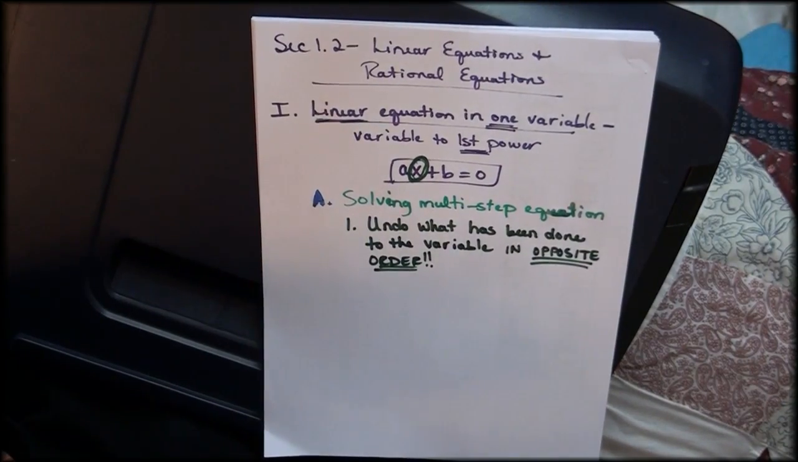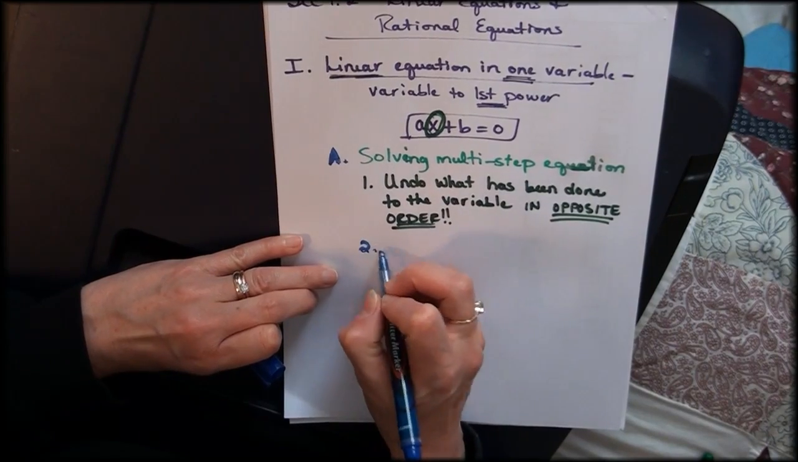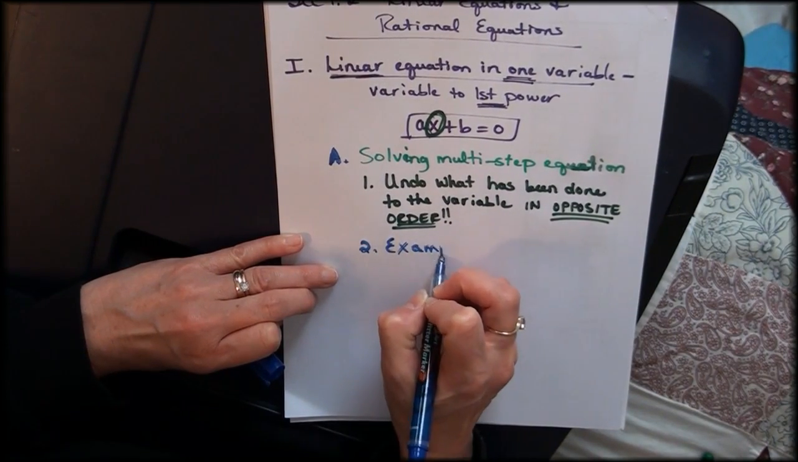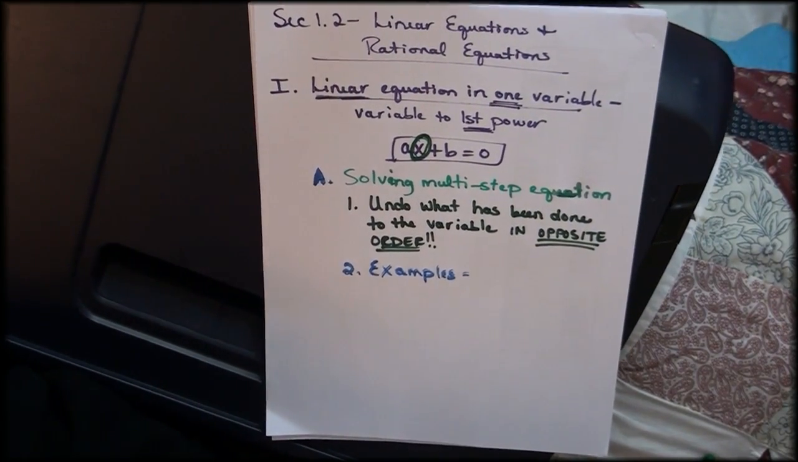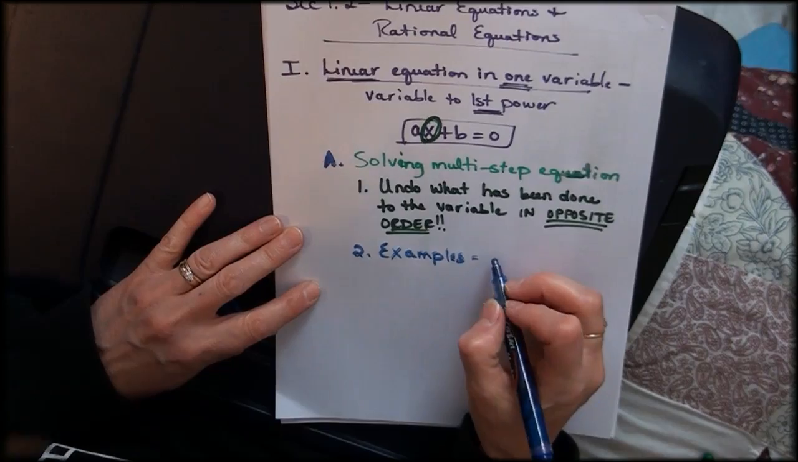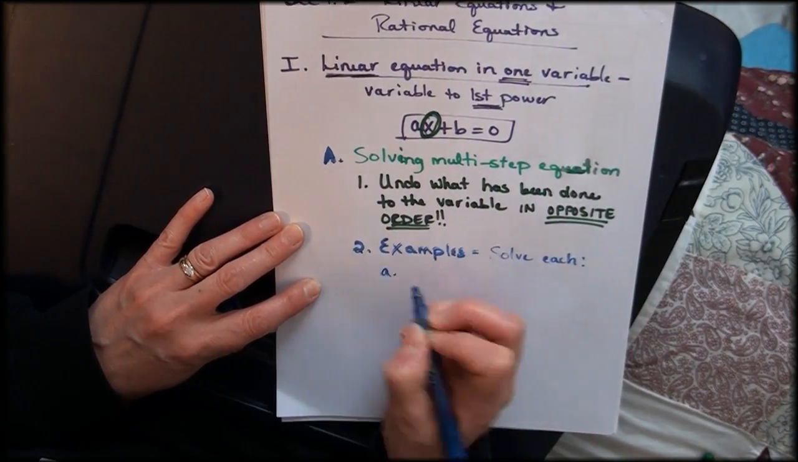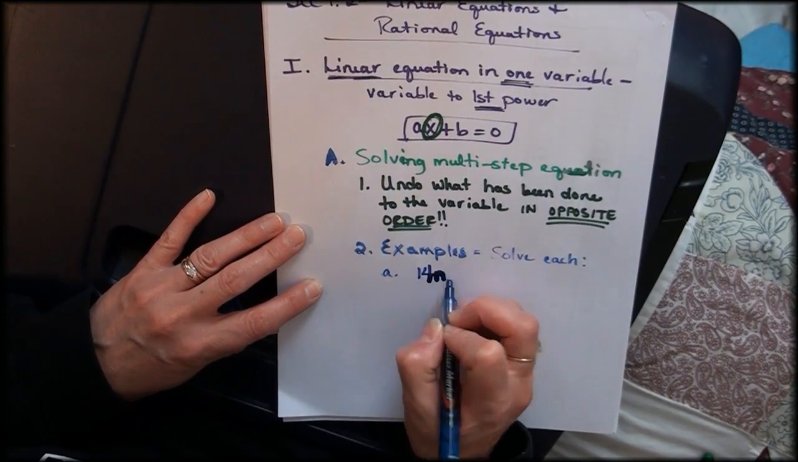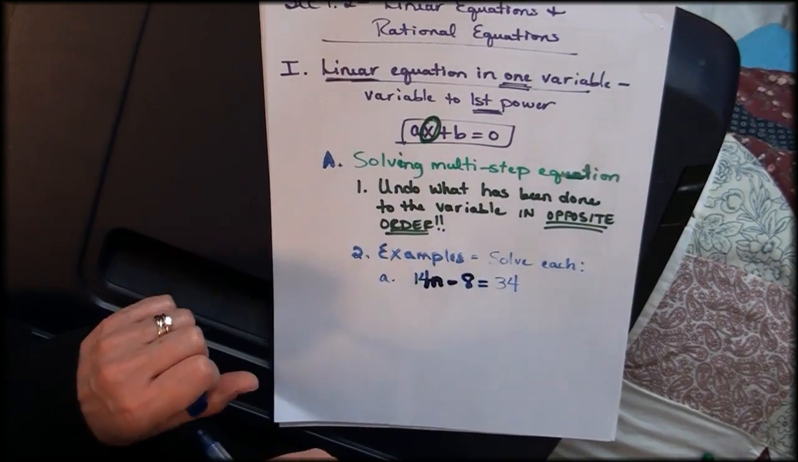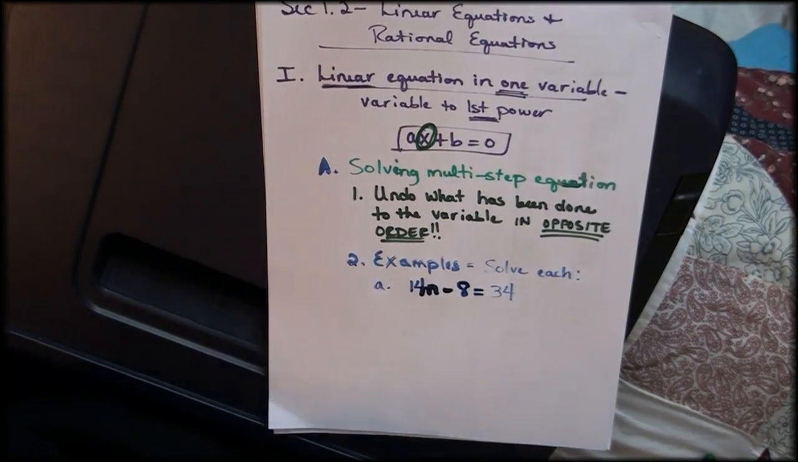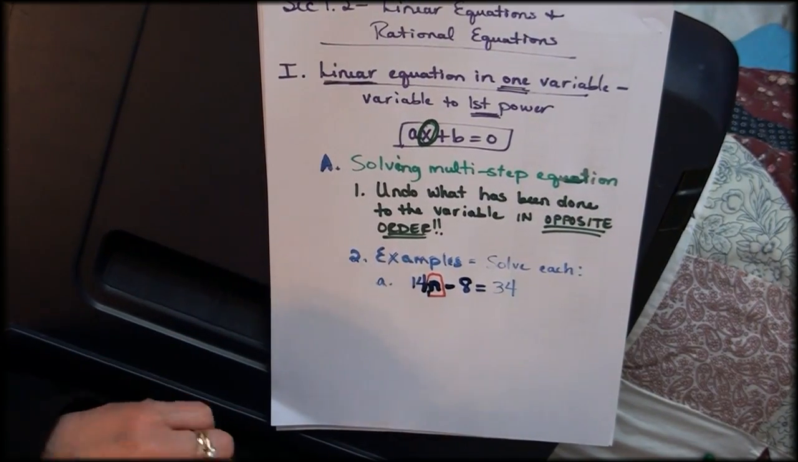In other words, let's take an example. Let's do a couple of examples here. Okay, let's say I want to solve, and let's try 14n minus 8 equals 34. Now notice what I want is this n right here, and a lot of times I'll put a big old box around the variable that I want to have by itself.